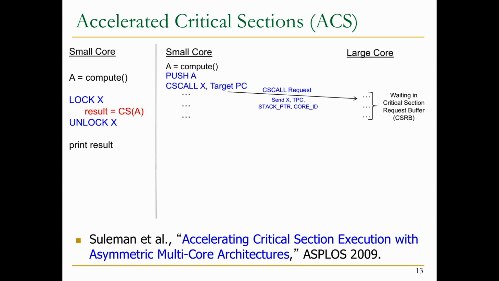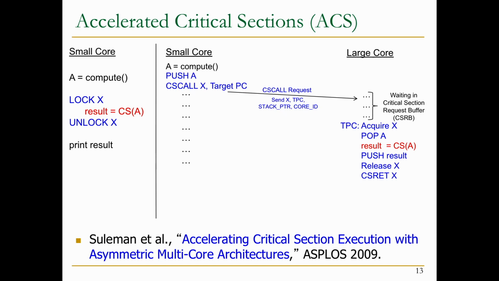And that's received by the large core, and the large core enqueues it in the critical section request buffer. And it waits in the critical section request buffer until the large core is available to execute another critical section, because it may be executing a previous critical section request from someone else, or from the same core, potentially, right? If you're doing out-of-order execution, for example. Okay. And then when the large core is ready to execute, when this becomes the oldest critical section in the buffer, the large core essentially starts execution from the target program counter.